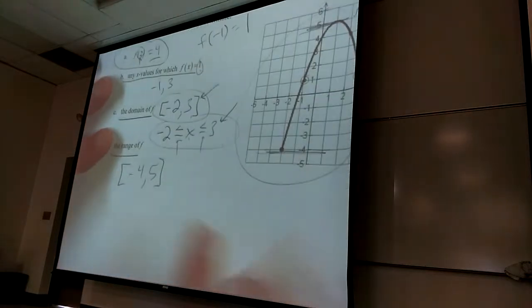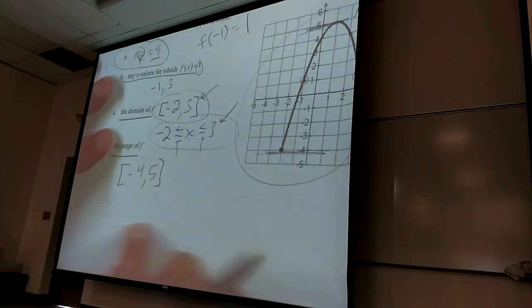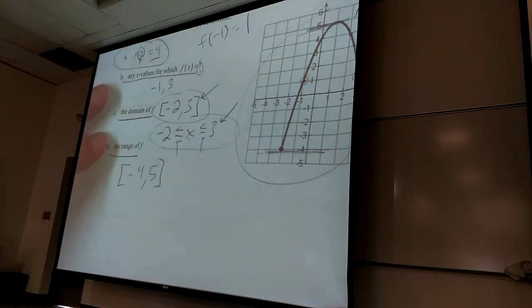Now just take a minute. Don't say anything. Write below it what that looks like as an inequality. Write that below this. Don't say anything.